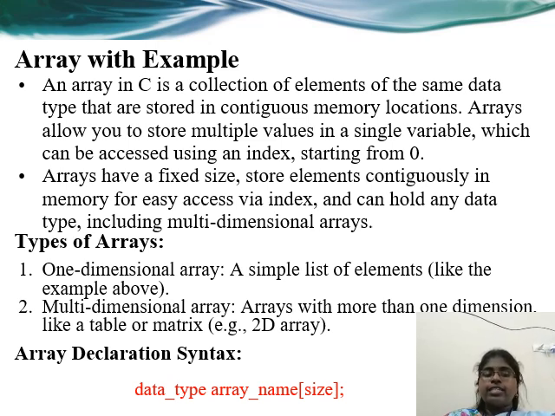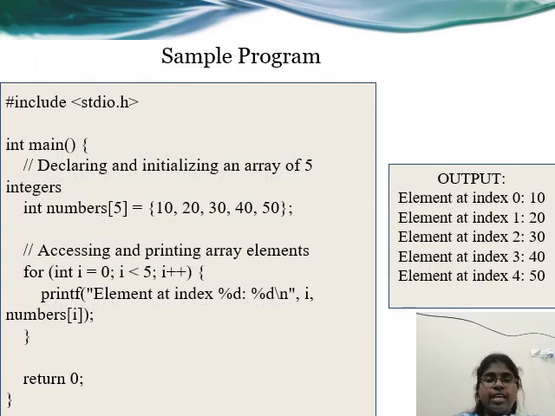Array declaration syntax is data type, array name, and the size. This is a simple example program for how to declare and initialize an array using a single, one-dimensional array. We must include the header file #include <stdio.h>, and we go to the main function, declaring and initializing an array of five integers, num, with size 5. We initialize the array with 10, 20, 30, 40, 50.